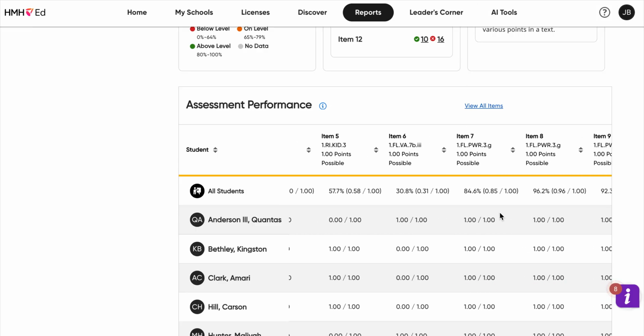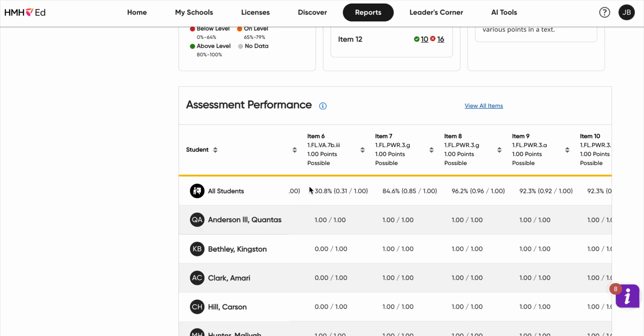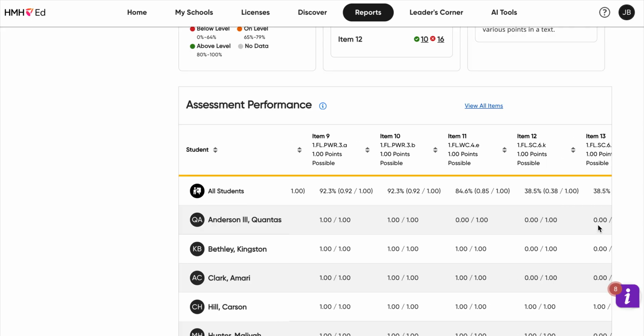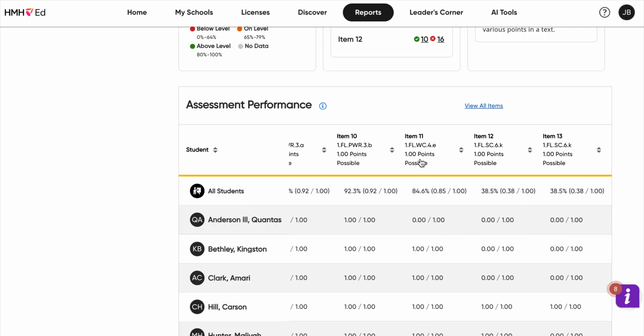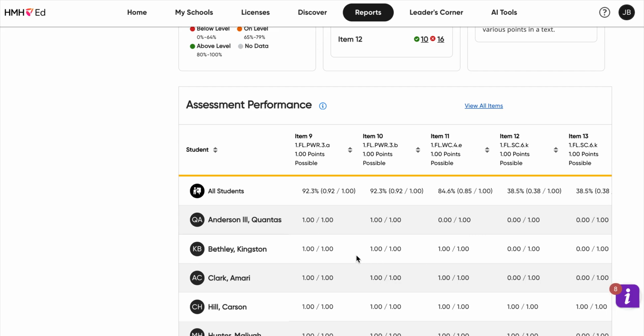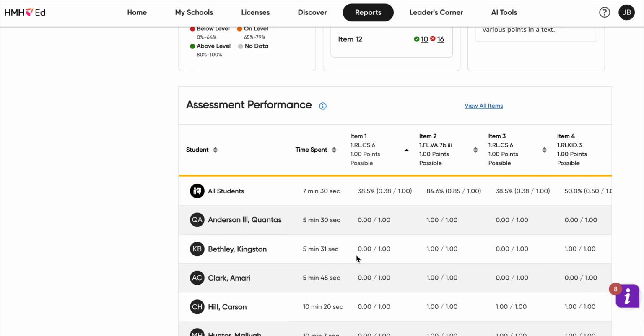As I continue to scroll over, he did a really great job on question 6, 7, 8, 9, and 10. Therefore, he's mastered the foundational skills. He did struggle a little bit in question 11, 12, and 13. So I will either put him in my comprehension and writing group based off of his data. You could do the same thing for all the remaining scholars.